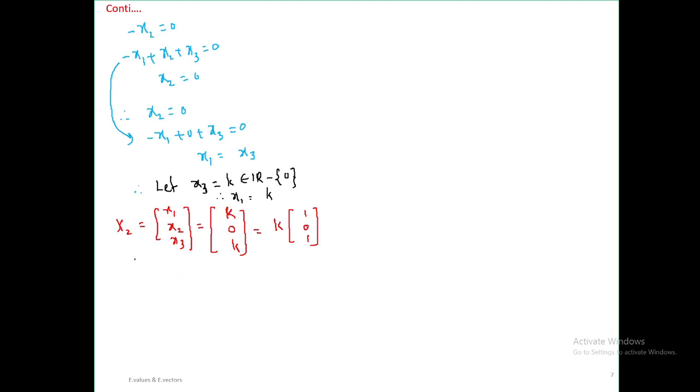So for the k value, let k be some value. For simplicity, I am choosing 1. For k is equal to 1, what is the second eigenvector x2? Substituting k is 1 here, we get 1, 0, 1. So this is the second eigenvector, which is linearly independent of x1. Similarly, the third one I want.